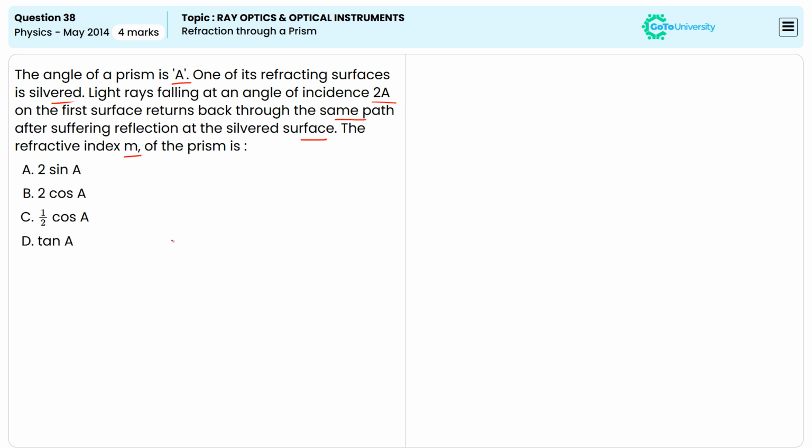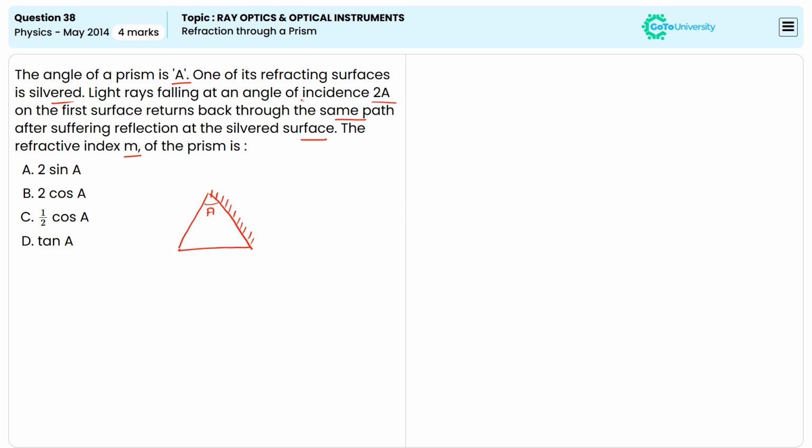Now let me draw the diagram here. One prism is there. This is the prism, and the angle of the prism is A. One of its refractive surfaces is silvered. I'm going to take this surface as silvered.